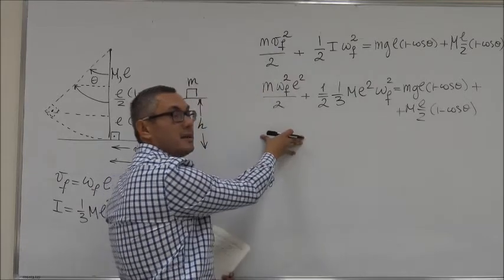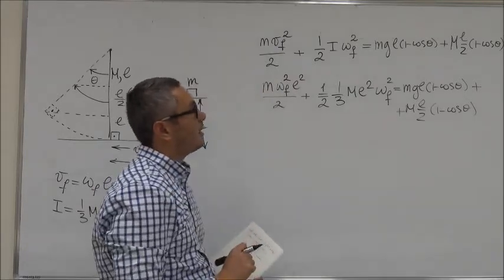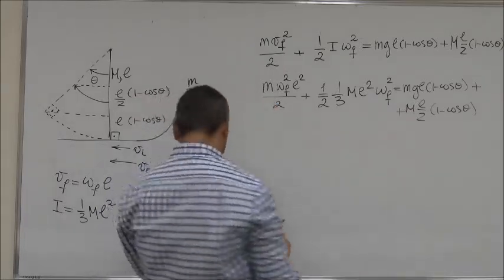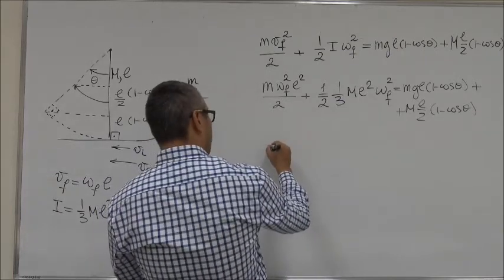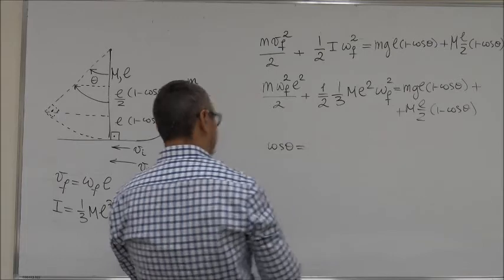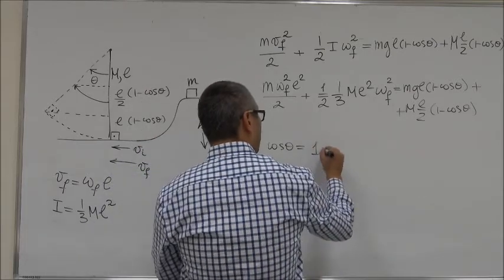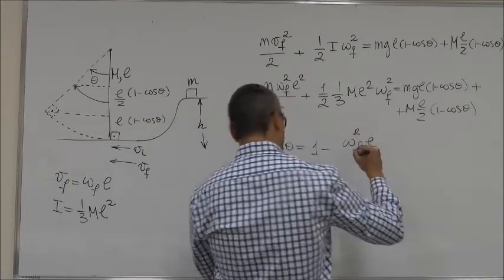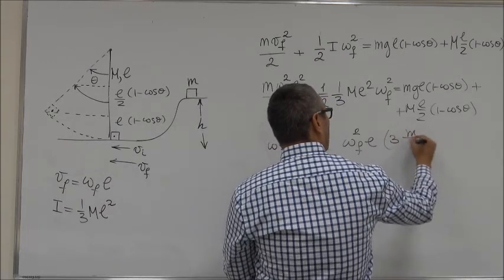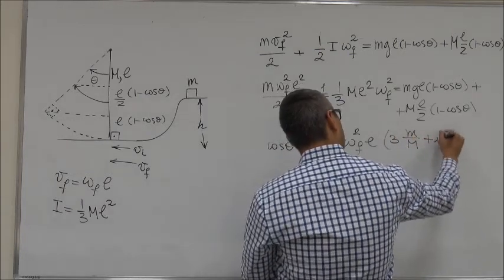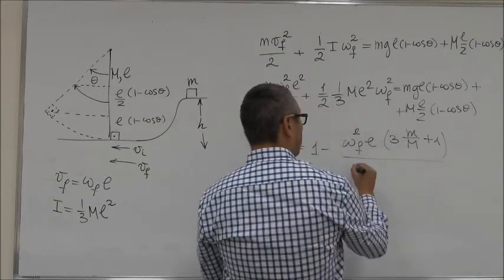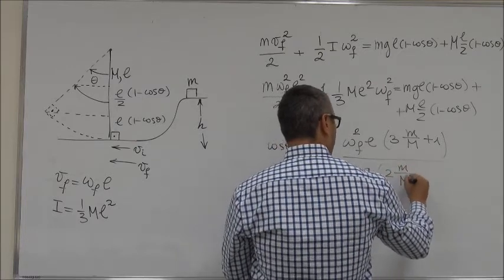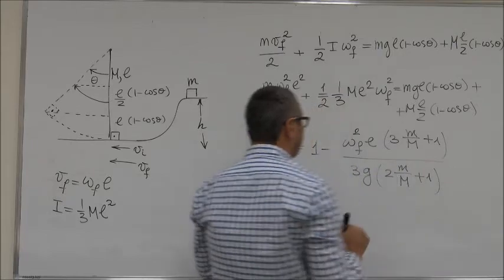Now the rest here is algebra, so I will skip that and I will just write the final expression that we're going to use. So the final expression looks like this. So you have cosine theta equals 1 minus omega final squared L over 3 m over m plus 1 over 3g, 2m over m plus 1.